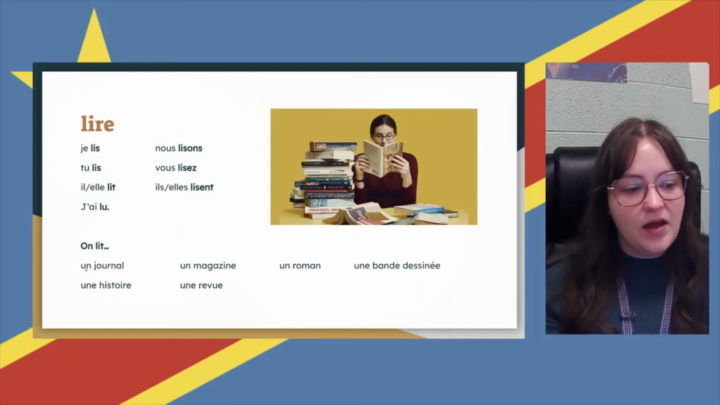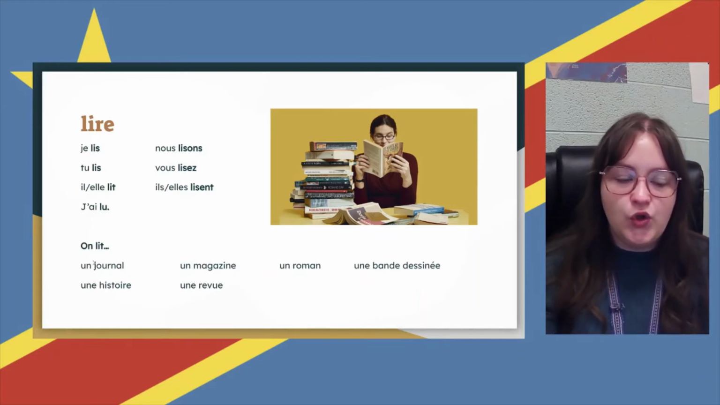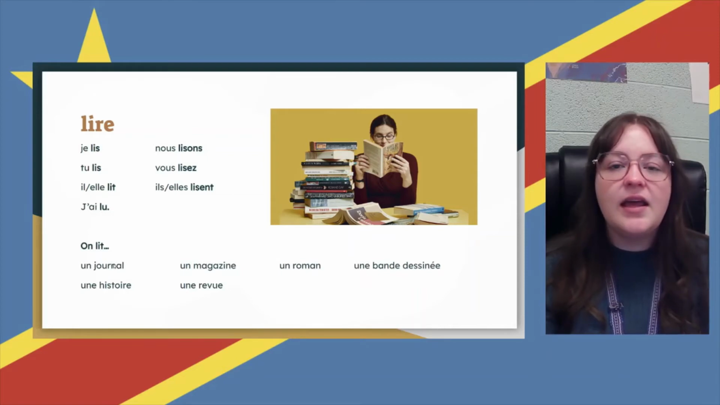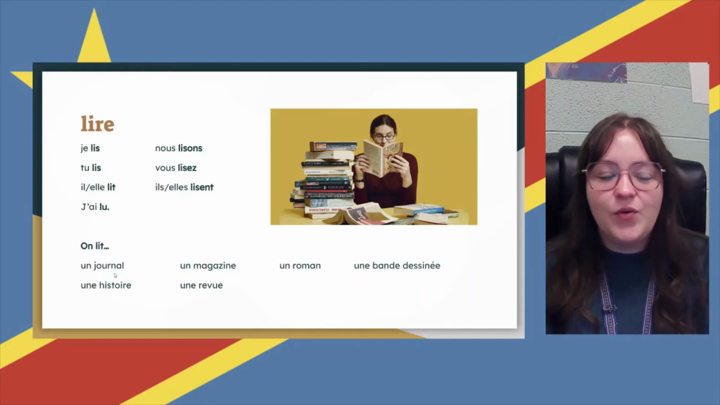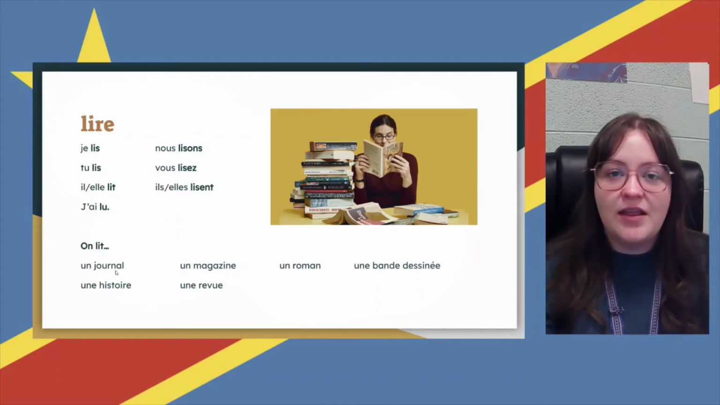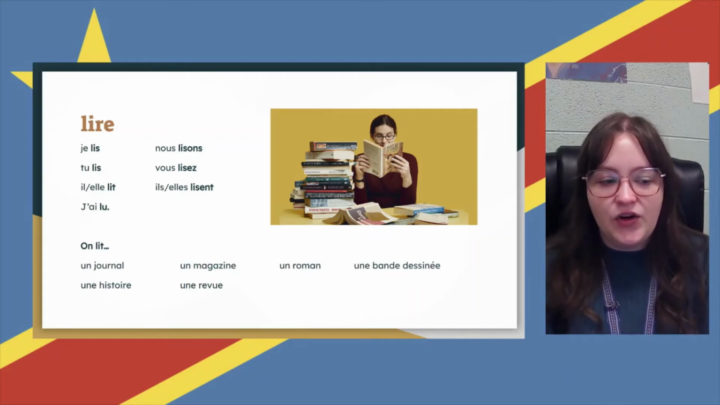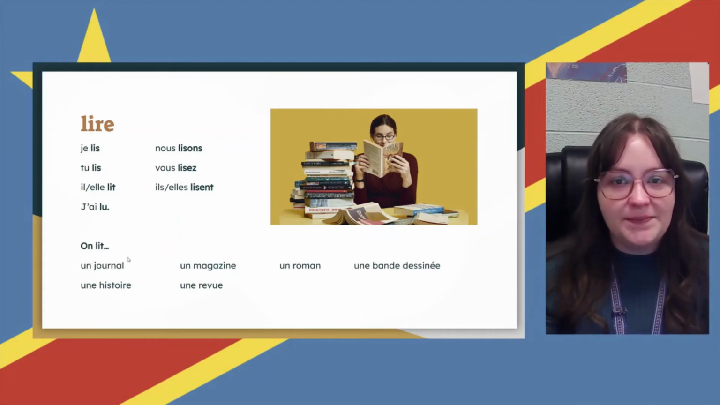And then let's look back at un journal for a second. There's a word in it that you are familiar with. The word jour. Right? So it means newspaper. It has the word jour in it. If you send me an email telling me why the word jour, whatever it may mean, is in the word for newspaper in French, then I will give you 3 extra credit points. 3 extra credit points if you can tell me what jour means and why it is in the word for newspaper.